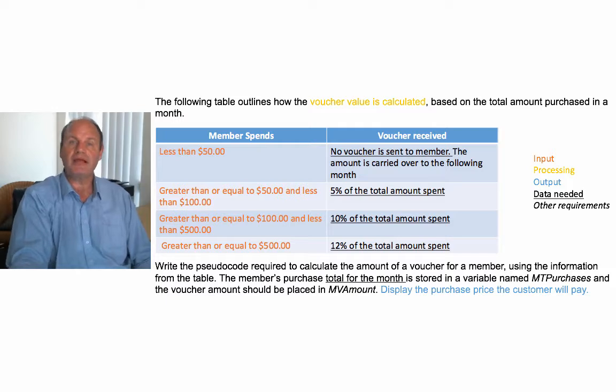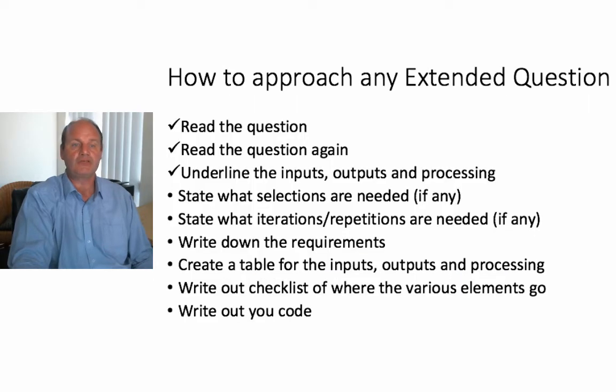Okay, here is my annotation and hopefully yours is similar. Please make sure your annotation is the same as mine. Where it says display the purchase price the customer will pay, this is going to need a calculation before the output. I would put this calculation in your table, which you will be doing next. So, this is what we have done so far.